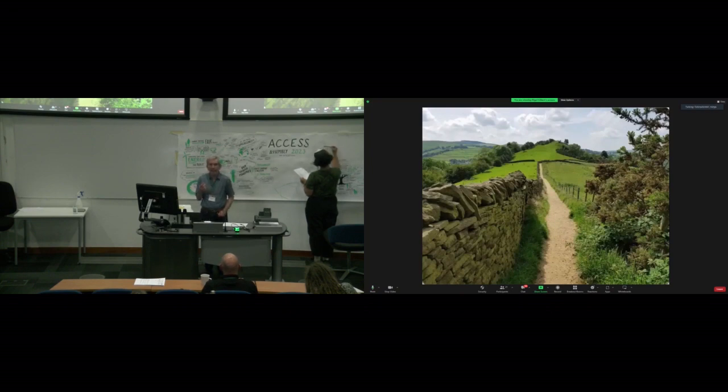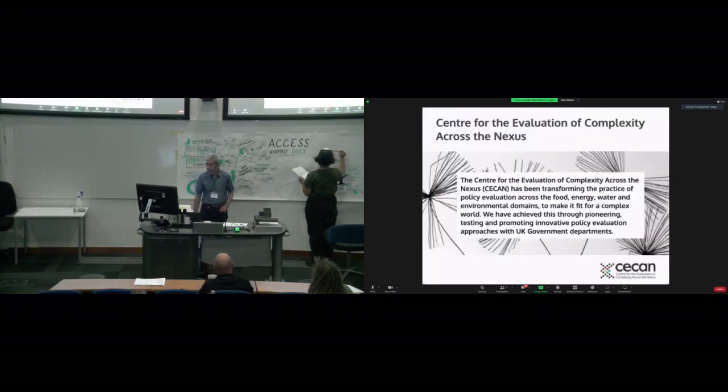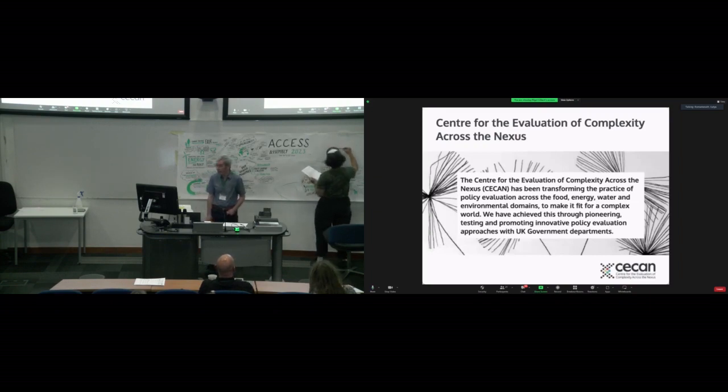And also Natural England and the Food Standards Agency and the Environment Agency, all of whom had these kinds of issues about how to do policy evaluation when it came to dealing with complex policies. And it's policies that deal with complex situations and environments. So CCAN, we say that this is our kind of mission statement: transforming the practice of policy evaluation across the food, energy, water and environmental domains to make it fit for a complex world.